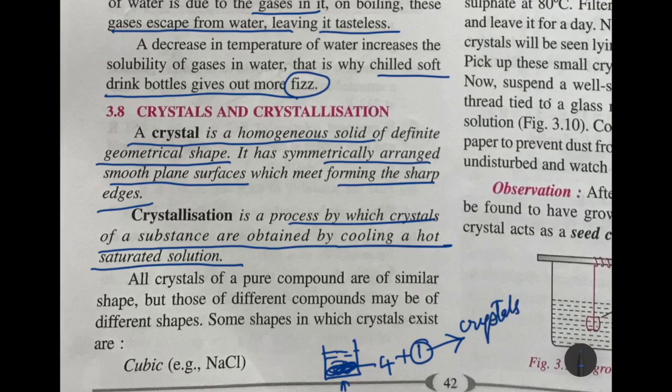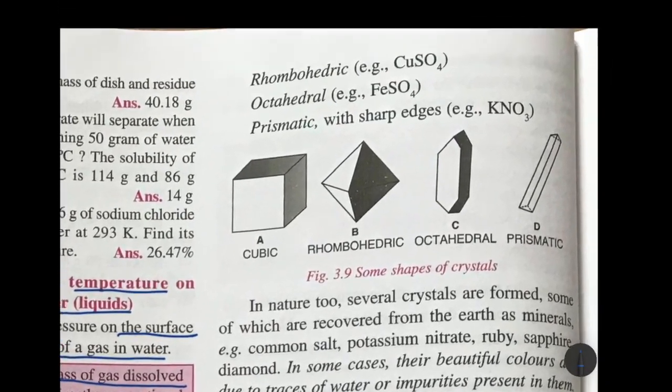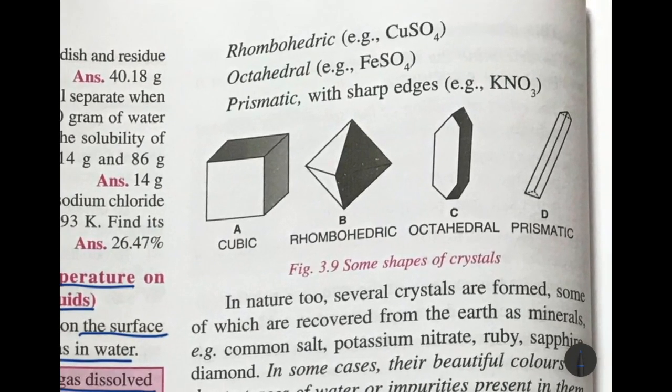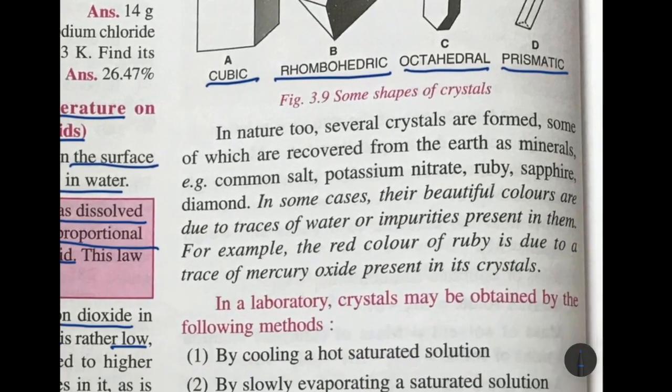Okay, so all crystals of pure compound are similar in shape, but those of different compounds may be of different shapes. Some of the shapes: first is cubic, as in sodium chloride, they are in the form of cube. Rhombohedric, as in copper sulfate. Then next, ferrous sulfate is octahedral, and potassium nitrate is prismatic. So these are the various shapes.